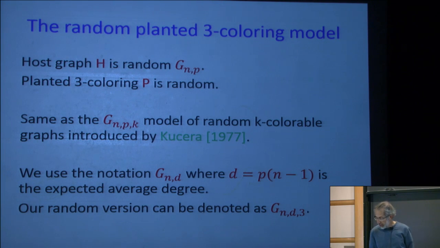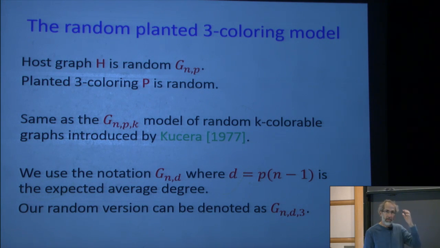So our random version can be denoted as G(n,d,3). It's a random graph of average degree d in which you plant at random a 3-coloring and remove the monochromatic edges. So the average degree becomes something like 2d over 3 after you remove the monochromatic edges.